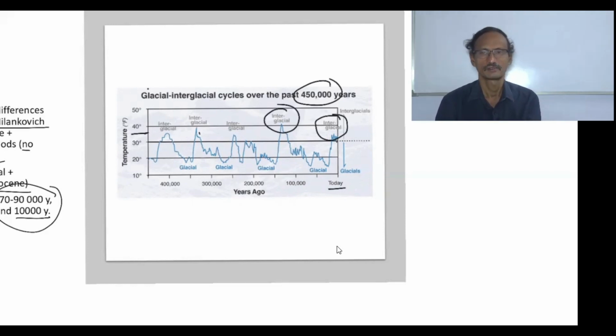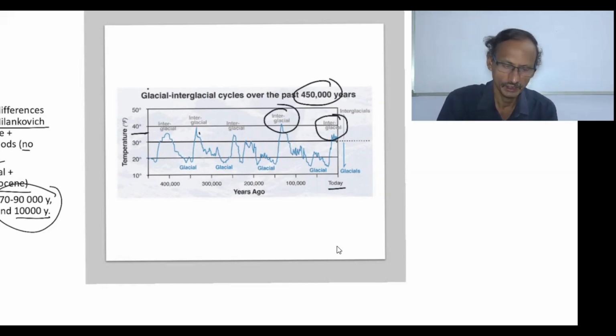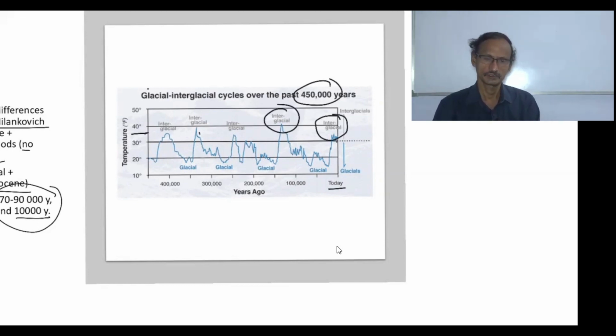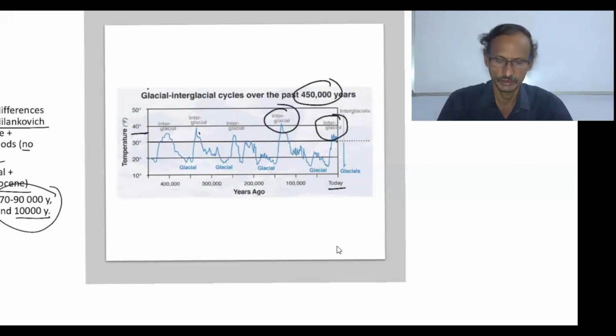Scientists ask whether and when the system enters the glacial now. Because glacial and interglacial is operating within a particular temperature range. So if we are out of that particular temperature range, we may not get back to the glacial once again.